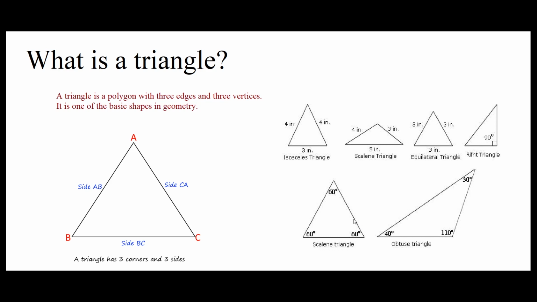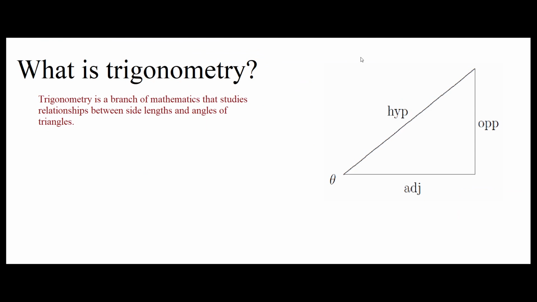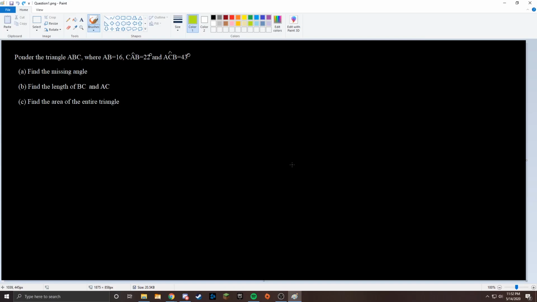Now, moving on to trigonometry. So, what is trigonometry? Well, it's a branch of mathematics that studies relationships between side lengths and angles of triangles. Basically, all math that has to do with triangles is trigonometry. Little vocab for you. This is called theta. It's what we use to call an angle measure that we don't know what degree or radians it is. So moving on, let's get into doing some trigonometry.